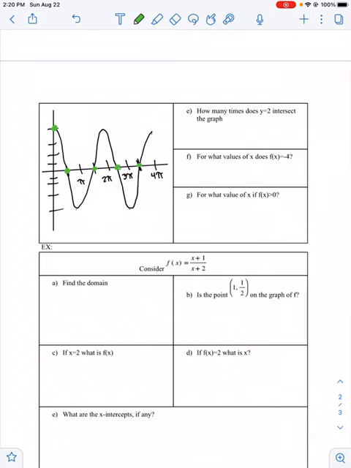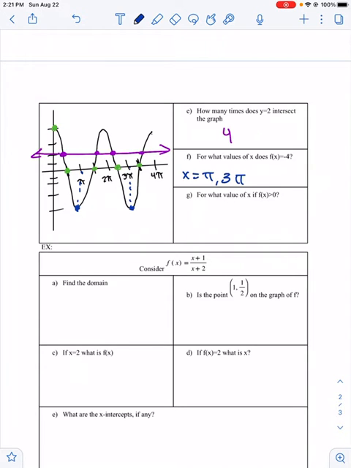Alright, how many times does y equals 2 intersect the graph? So I'm going to graph y equals 2 here, and it intersects 1, 2, 3, 4 times. Then we have, for what value of x does f of x equal -4? So at which x value does y equal -4? So I'm going to plot those -4s and find their x values. So that's at pi, so x equals pi, and at 3 pi.